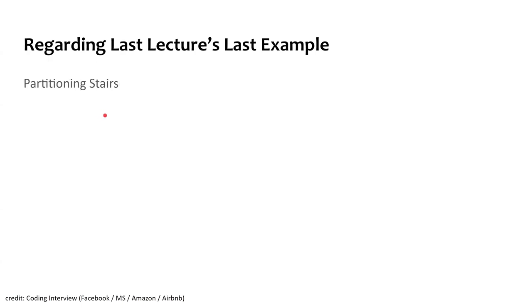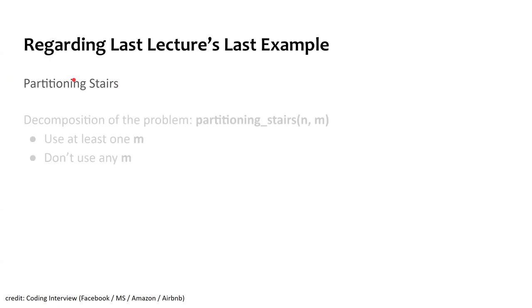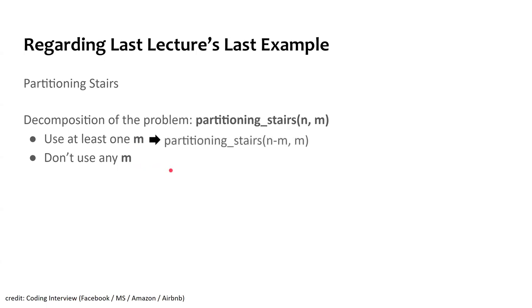And regarding last lecture's last example, partitioning stairs, you could, in fact, decompose this problem into smaller problems, as we did before. One of the ways to decompose this problem is to use at least one M or don't use any M. So you have two cases. When you are partitioning stairs with the maximum step size of M, you can either use M or not, all right? So in this case, you can call partitioning stairs N minus M and M.